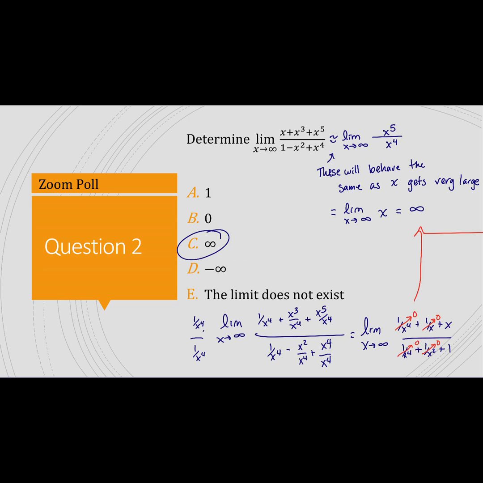So we can look at that simpler version of the function to say, okay, we're going to have x to the fifth over x to the fourth. Those cancel out, give us x. And this is going to go to infinity.